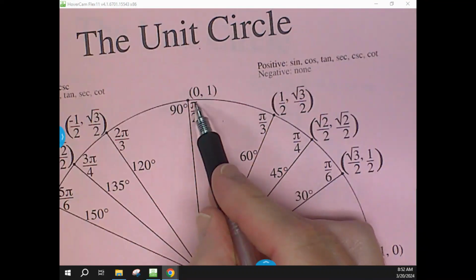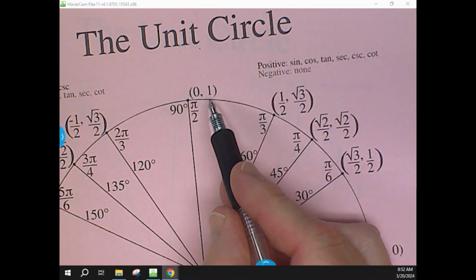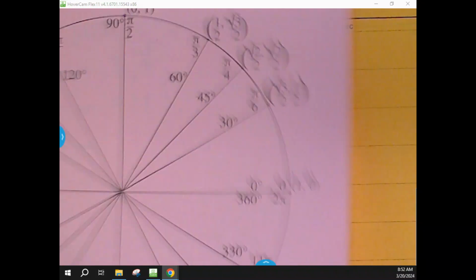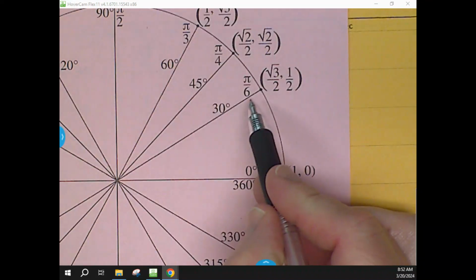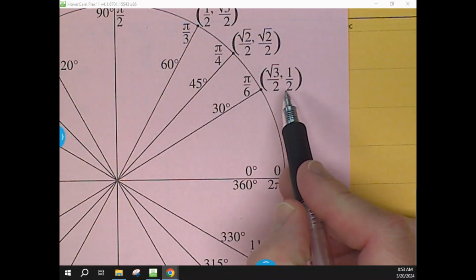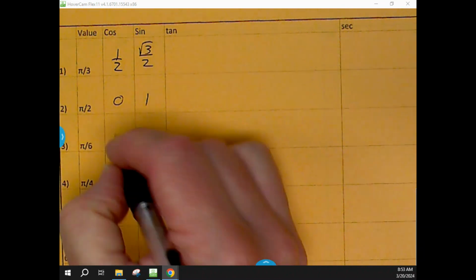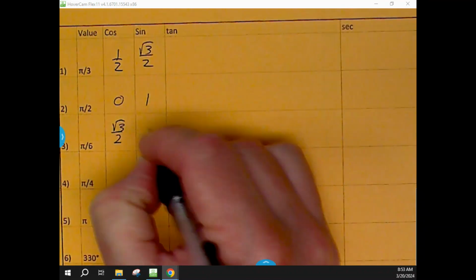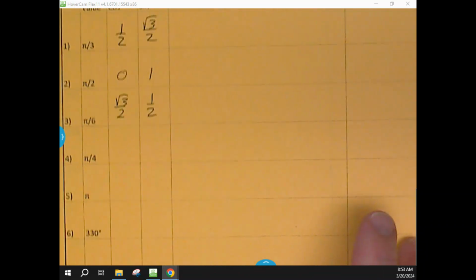All right, so we'll go to pi over 2. Cosine is going to be 0, sine is going to be 1. And some of the homework questions, it's going to be just that easy. Just go to those and see what you got. Pi over 6, right here, that's square root of 3 over 2, and then 1/2. And again, hopefully the bells are starting to click that if I just go here, cosine's always the x value, sine's always the y value.